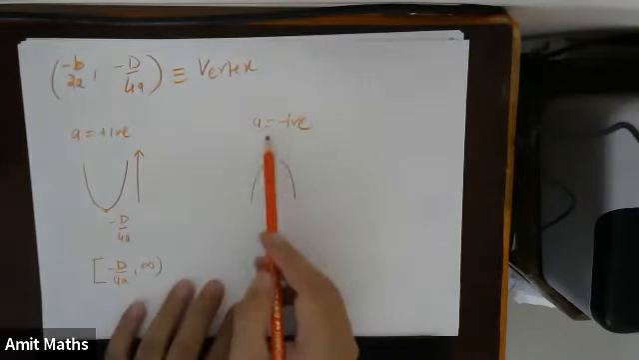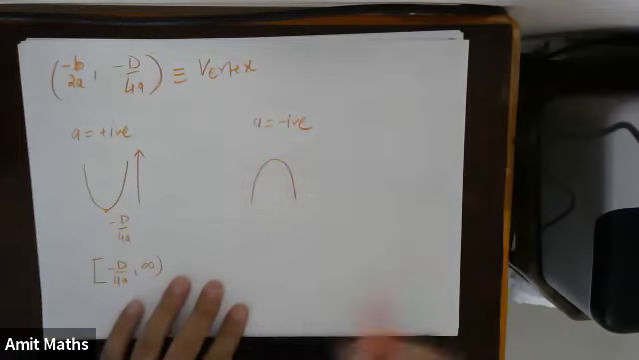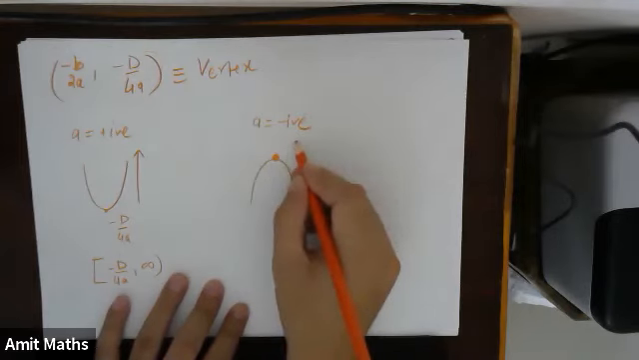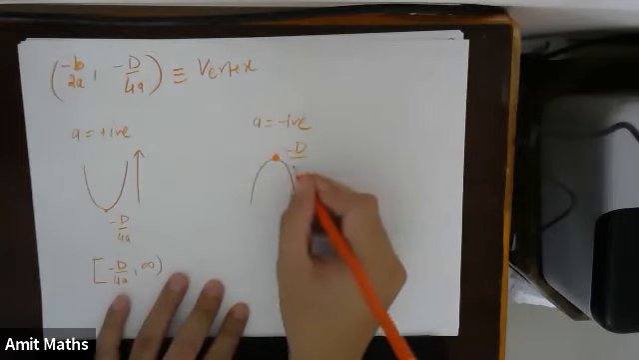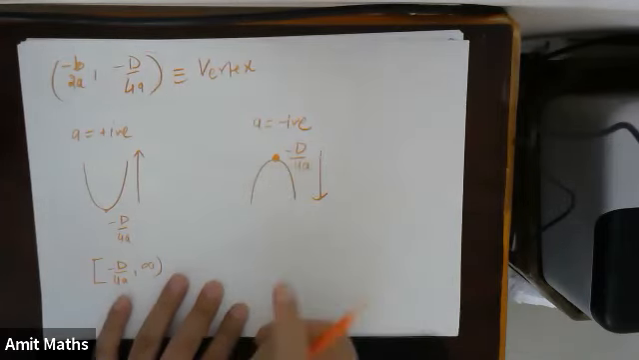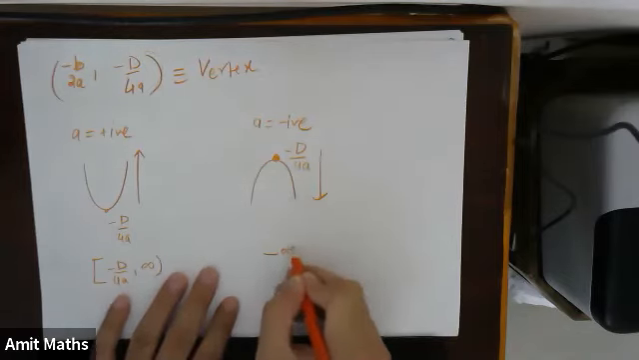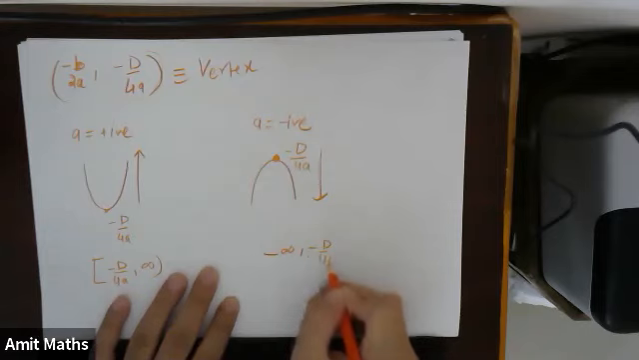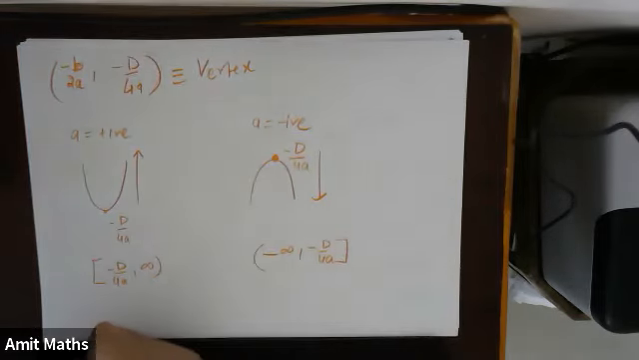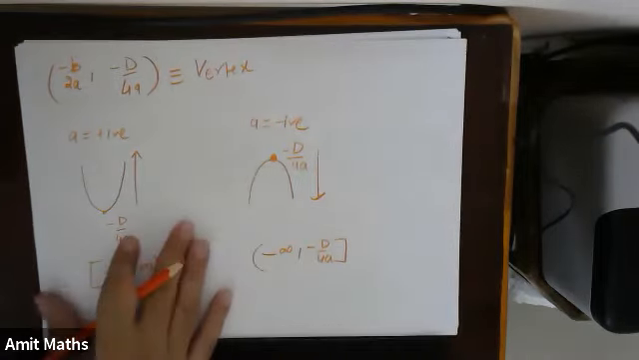And when a is negative, that means it is a downward facing parabola. That means it will have a maxima. The value of this maxima will be -D/4a, and the graph will always go down. So the range of this particular function will be (-infinity, -D/4a]. Understood? So we'll apply this concept in the next question.